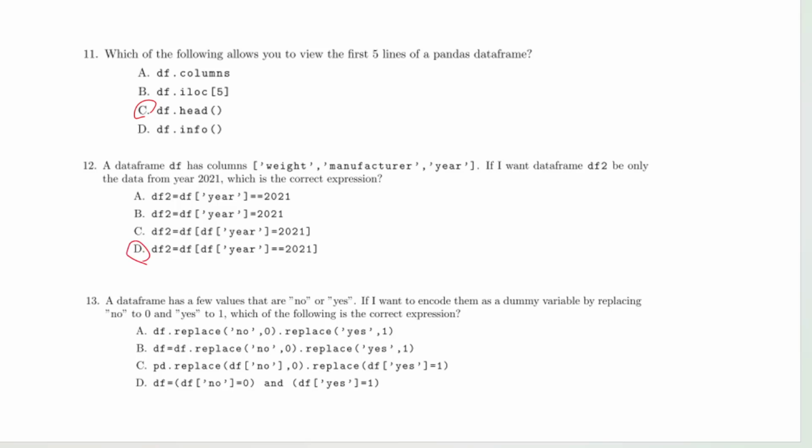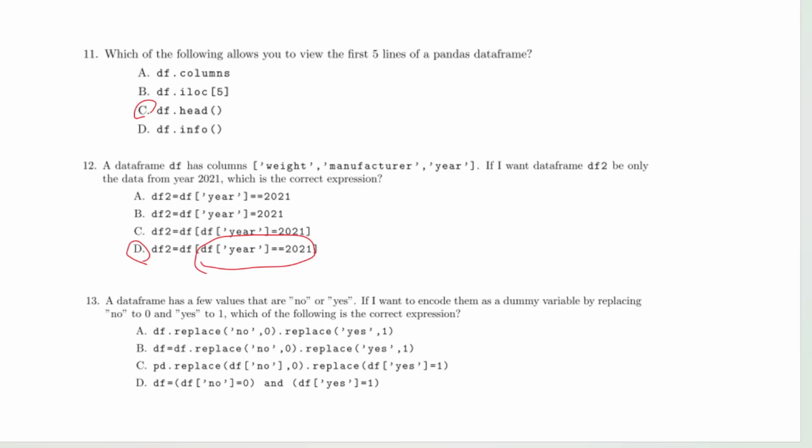Yeah, you can just try them all. But if you wanted to understand what's going on, here's what it does. This thing, df equals to 2021. As you know, the double equals is a Boolean operator. It will return only true or false. So if you have df.year equals to 2021, it will return a bunch of trues and falses.